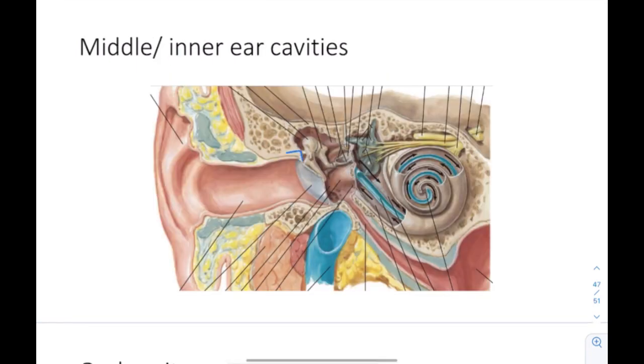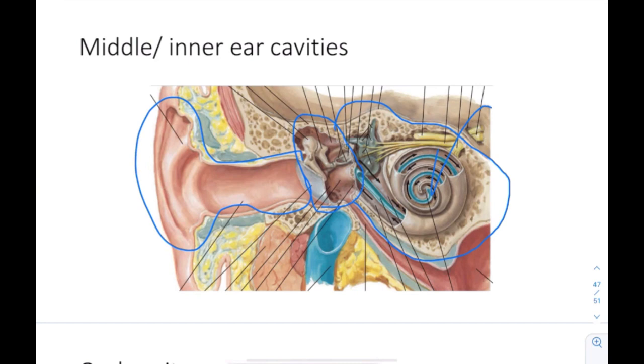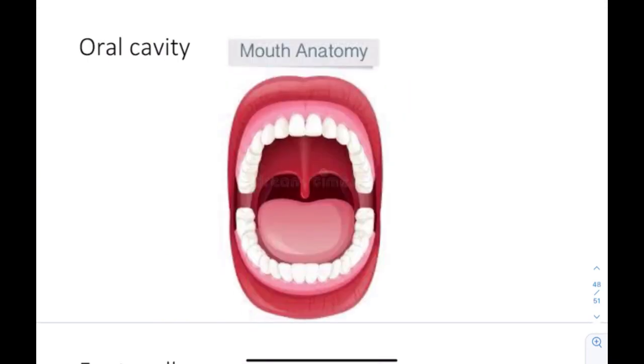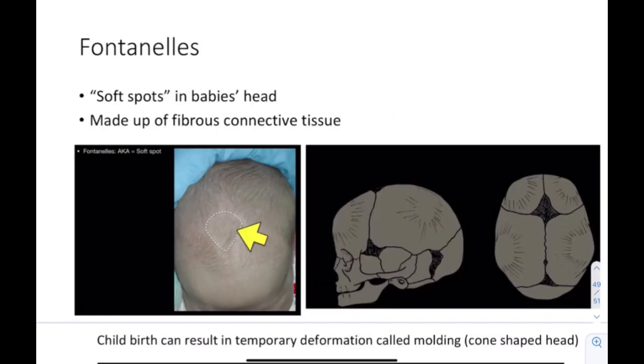So here we have the outer ear, and then we have some cavities in the ear. For example, here we have the middle ear cavity, and then we have the inner ear cavity, which contains the cochlea, responsible for hearing, and the vestibule, which is important in balance. Oral cavity, basically your mouth, contains the tongue and your teeth and so on.